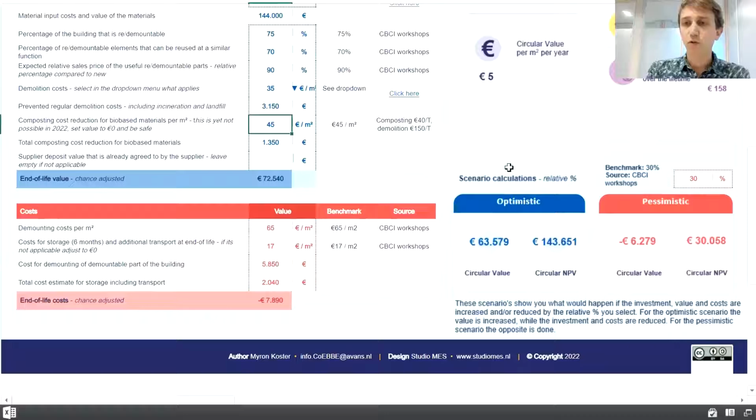Then we have two scenarios, optimistic and pessimistic. And in this case, we set it to 30%. And this helps you to get a benchmark of a positive and a negative scenario. So in this case, in a pessimistic scenario, the normal circular value is negative 6,000 euros.